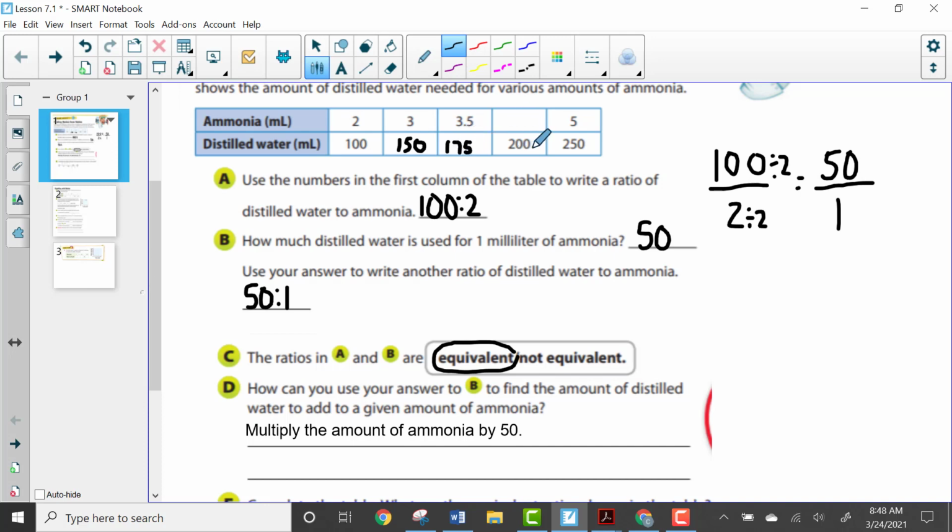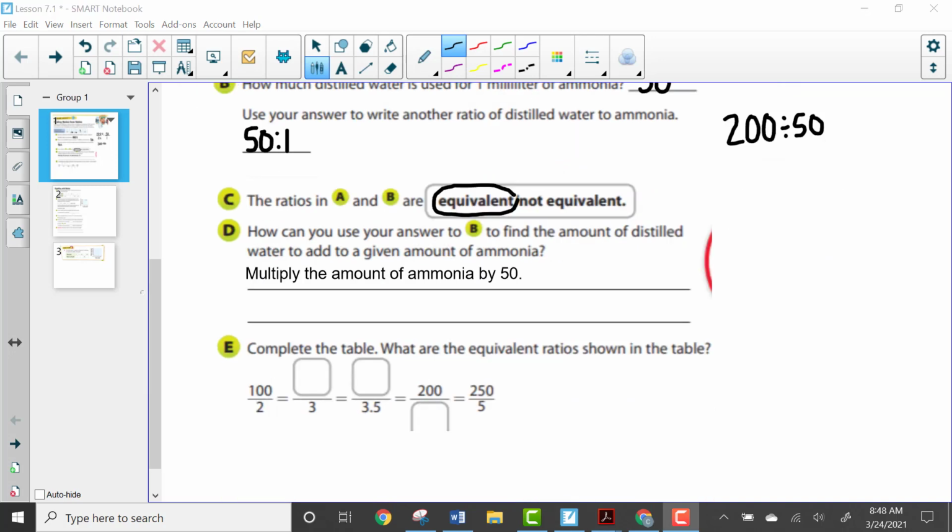Now we need to think about this: if we're multiplying this number by 50 in order to get to the distilled water, and we don't know the ammonia but we know the distilled water, we just do the inverse operation. So for this, we can take 200. Instead of multiplying by 50, we're going to divide it by 50. That's going to give us 4 for that one. So now based upon this, we can complete letter E.